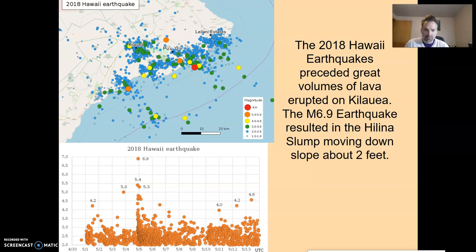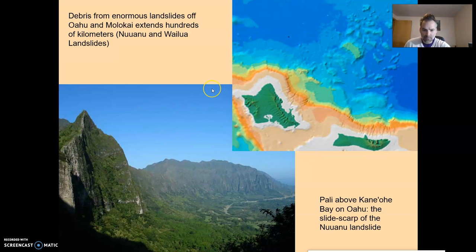But there was a Hilina slump that caused an instability and a landslide into the ocean, and we'll talk more about submarine landslides as well. So here's the landslide that occurred. It was basically debris from enormous landslides off Oahu and Molokai, extended hundreds of kilometers, and it's showing you here basically this scarp. There was a bunch of rock here, and it basically just slumped into the ocean here, and it was basically a submarine landslide.